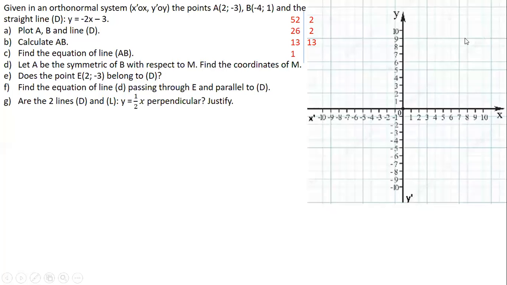So we solved how we plot A. This is how we plot A. We plotted B, and also Reem plotted straight line D in this way. So this is straight line D. Thank you, Reem.